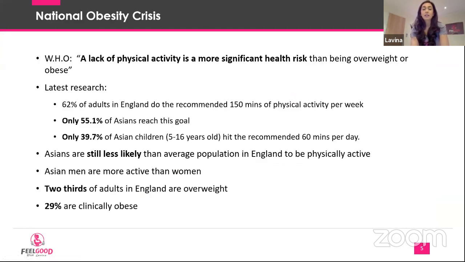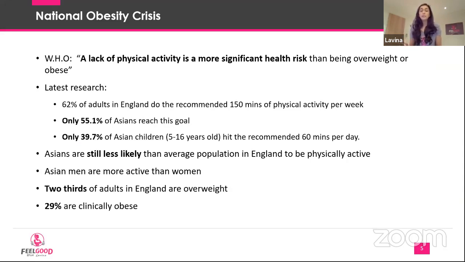So in terms of our British nation, unfortunately, we are in a national obesity crisis, and that is the country. The World Health Organization said that a lack of physical activity is more significant a health risk than even being overweight and obese. And I put that in bold because it's quite an eye-opener, I think, just that line, and it's the World Health Organization, one of the most trusted sources.